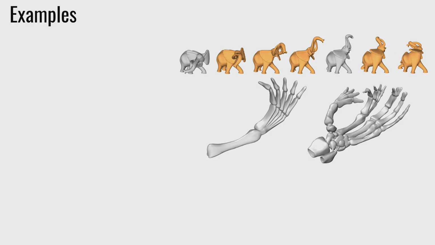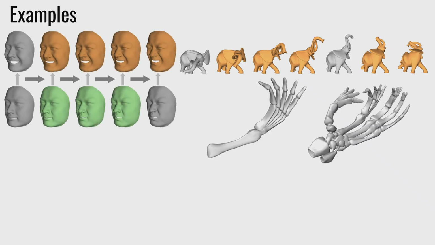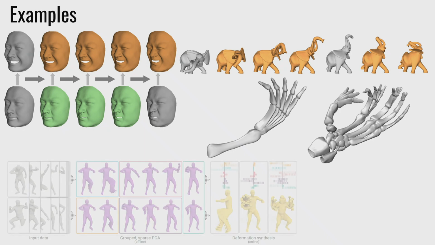Same for the skeleton fingers. You can also do deformation transfer via parallel transport, where you have these two faces. One that's smiling, and then one that's more disgusted, and you can transfer and you get a happy, disgusted face, whatever that is, for motion.